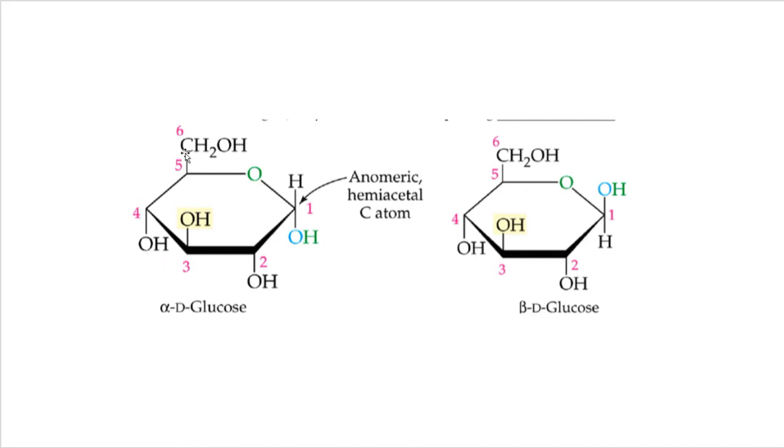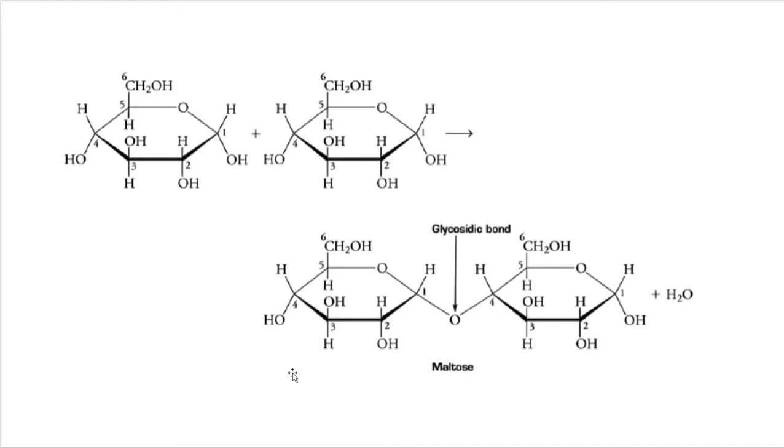When we are in the cyclic form, we can have what we call an anomeric hemiacetal. The carbon 1 in this case for glucose makes the difference between two glucoses: alpha if the OH in carbon 1 is down, and beta if the OH in carbon 1 is up. The union of two monosaccharides produces a disaccharide.